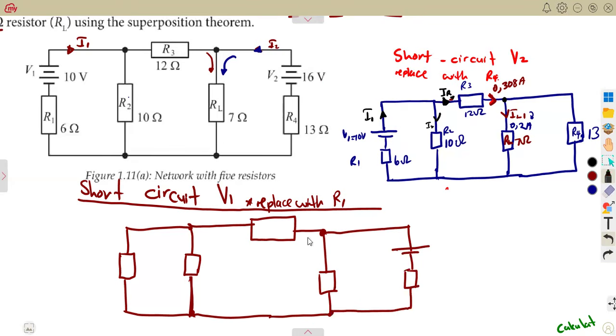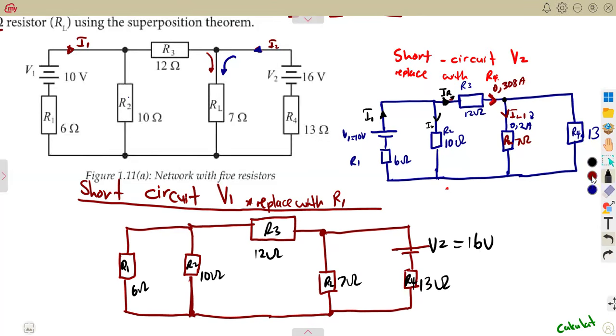So meaning to say you have to analyze according to this circuit now. With our R1, which is 6 ohms. All right, let us just quickly have this R2, 10 ohms. Our R3, 12 ohms. Okay, let us just have this, which is 12 ohms here. The load resistor, 7 ohms. This is our R4, which is 13 ohms, and our V2, which is 16 volts.